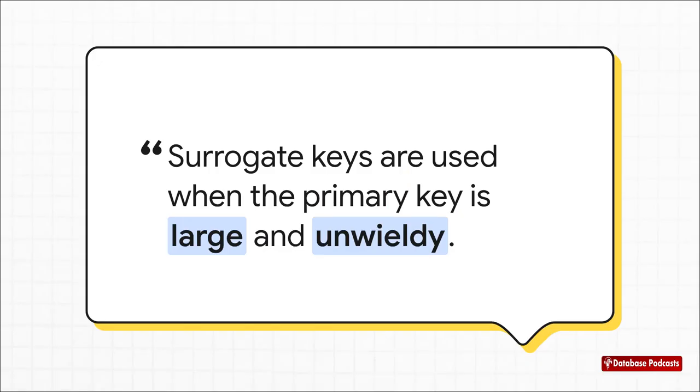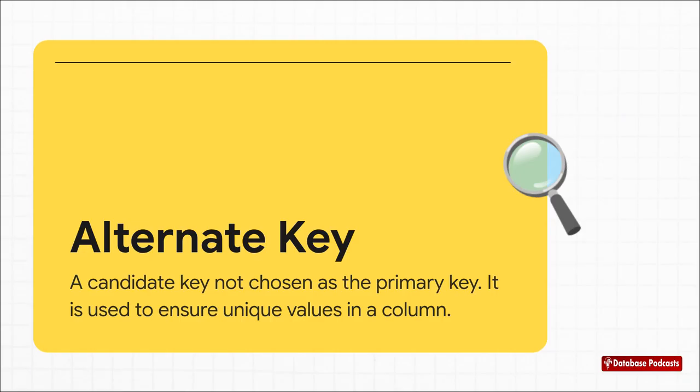So when would you use a surrogate key? Well, you use it precisely when your natural key option violates those ideal characteristics we just talked about. Think about that full address key. It's long, it's all text, and parts of it could actually change if a street gets renamed. It's large and unwieldy. In pretty much all of those cases, adding a simple, numeric, never-changing surrogate key is the far better design choice.